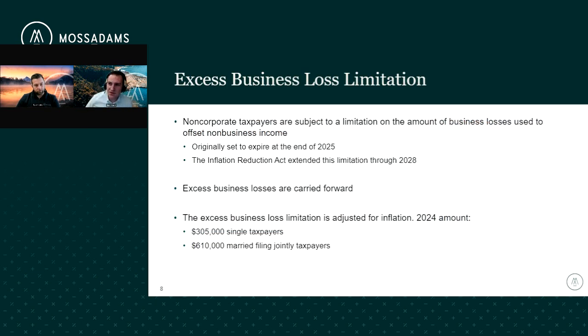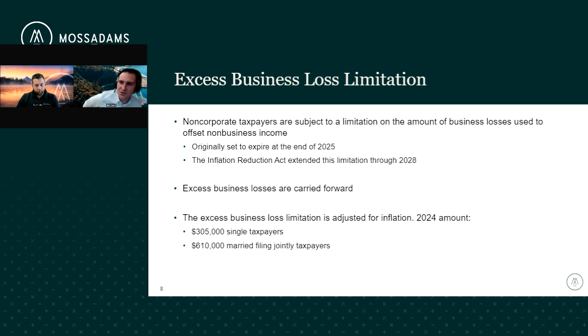Another limitation that was put in place, a revenue raiser, was the excess business loss limitation rules. Effectively, the way this works is that you're only allowed to have so much of your business losses offset your other income, your portfolio income, your wages. Any amount that is past those threshold amounts gets carried forward as an NOL. That is how the mechanism was set up to work.